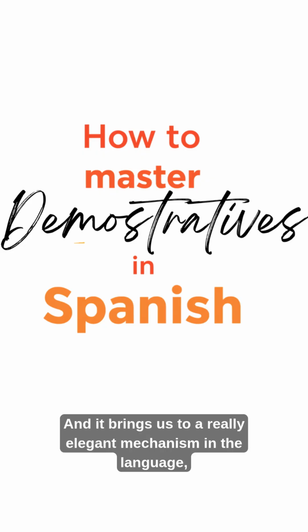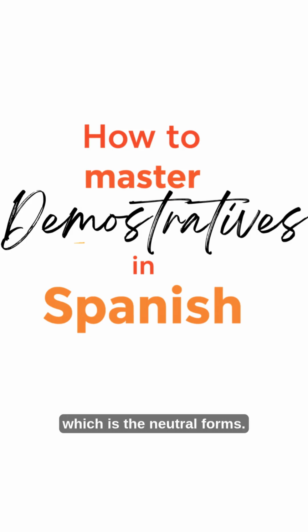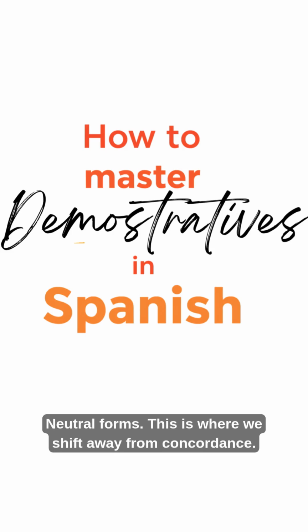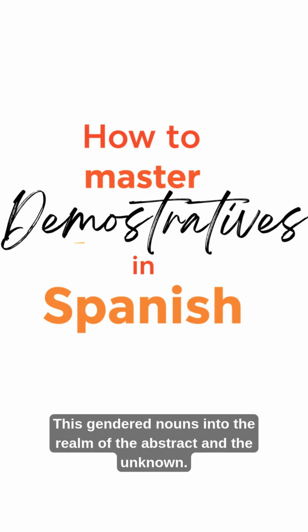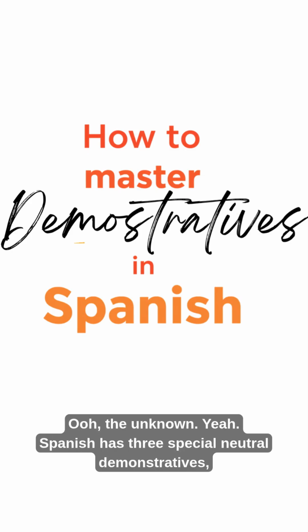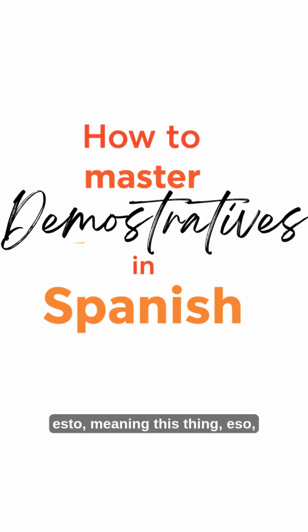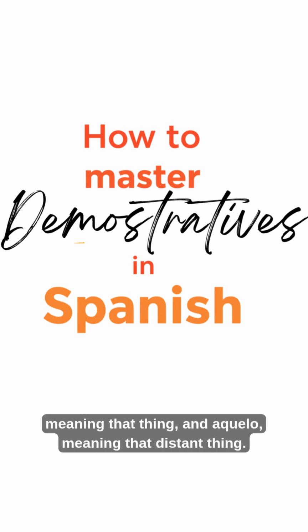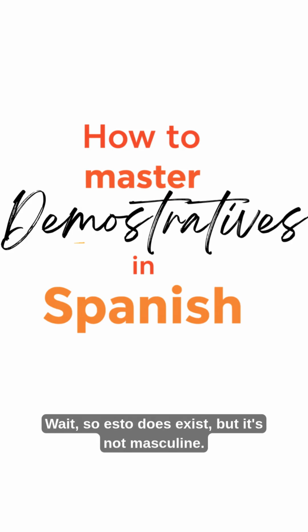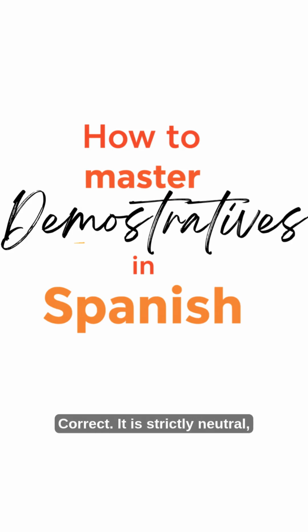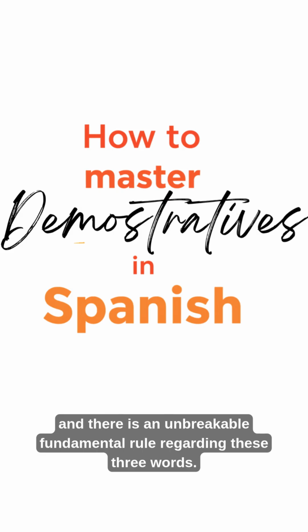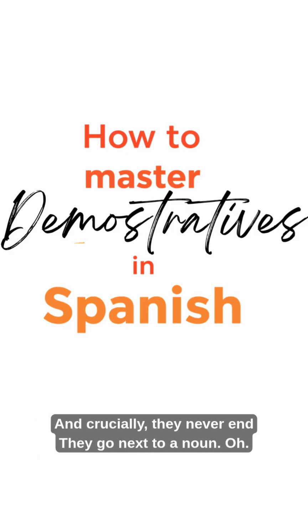And it brings us to a really elegant mechanism in the language, which is the neutral forms. Neutral forms. This is where we shift away from concrete gendered nouns into the realm of the abstract and the unknown. Ooh, the unknown. Yeah. Spanish has three special neutral demonstratives. Esto, meaning this thing. Eso, meaning that thing. And aquello, meaning that distant thing. Wait, so esto does exist, but it's not masculine. Correct. It is strictly neutral, and there is an unbreakable fundamental rule regarding these three words. Which is? They never change for gender or number. And crucially, they never ever go next to a noun.